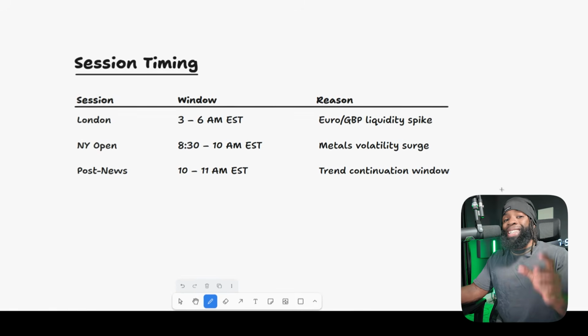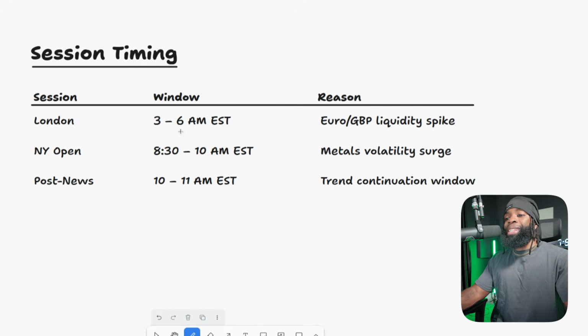Now let's talk about session timing. So London, 3 to 6 a.m. Eastern time is going to be a good window for you to trade. Reason is because Euro and GBP is where we get the liquidity spikes. And then you also have your New York opening hours, which is going to be the 8:30 to 10 a.m. Eastern time. This is where metal volatility surges.